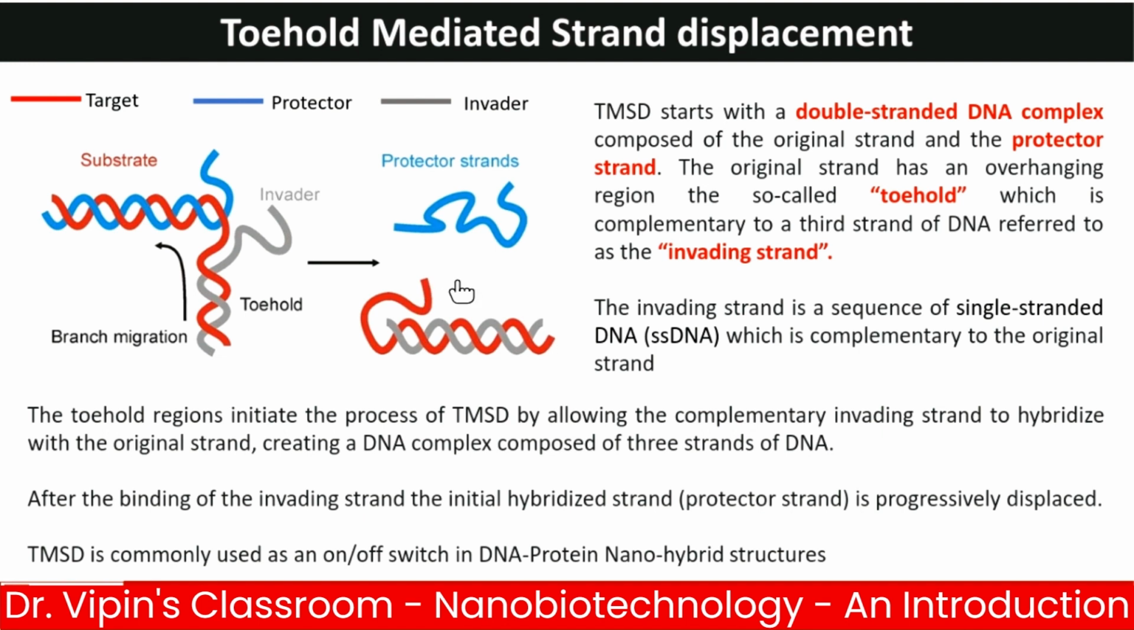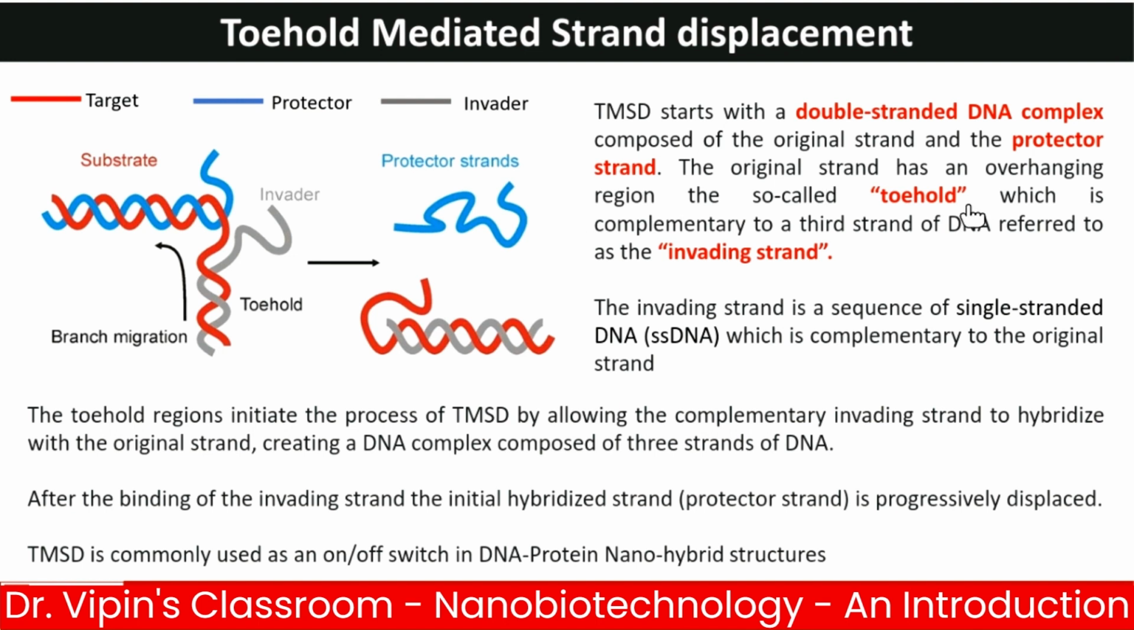You see, the red portion is free again, so this can again bind here, and when the blue strand now starts binding and replaces the gray one, the cage can be locked again. So this is like a lock and key where you can open and close depending on which strand, whether the original strand or the invader strand is bound to the toehold strand, right? So TMSD or Toehold Mediated Strand Displacement starts with a double-stranded DNA complex composed of the original strand and the protected strand. The original strand has an overhanging region, the so-called toehold.